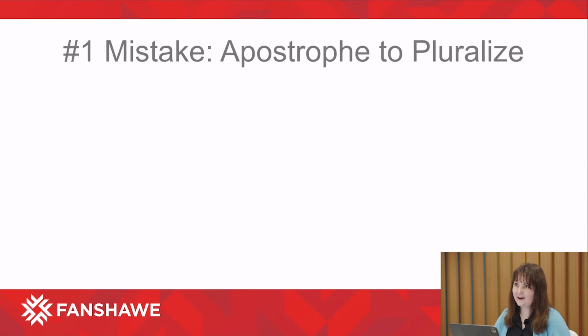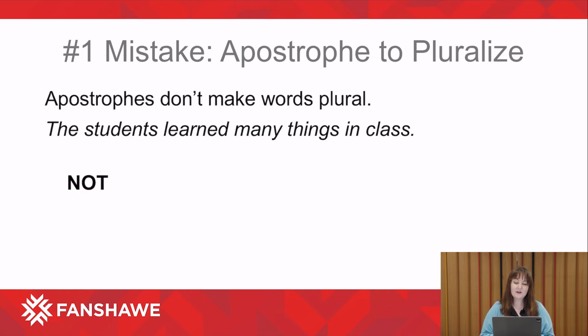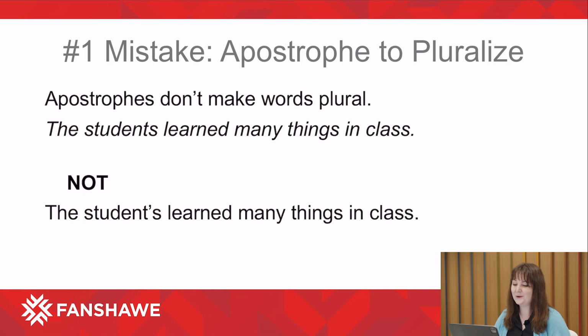So the number one mistake I see that students make is they use apostrophes to pluralize words, but this is not actually a feature of apostrophes. So if you had the sentence, the students learned many things in class, students is plural, just ends in an S, it is plural. But sometimes, because it sounds the same and students think that apostrophes make words plural, they would add an apostrophe in the word students. So they would have the student apostrophe S learned many things in class.